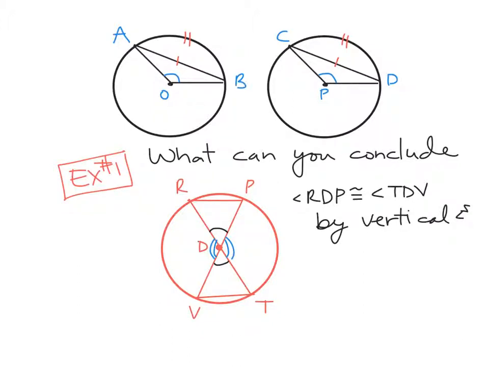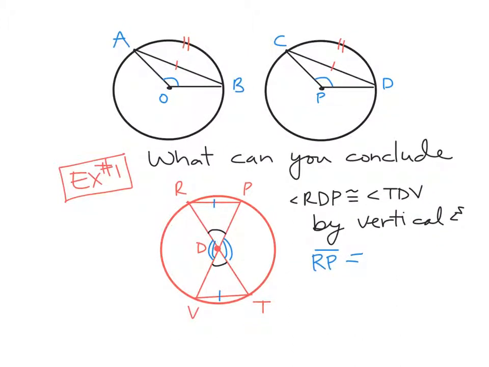If you have congruent central angles, you have congruent chords and then congruent arcs from that, right? So we're going to say that chord RP is congruent to chord VT. Because the angles are congruent, then the chords are congruent. And then we also know that arc RP is congruent to arc VT. So those two arcs would also be the same.